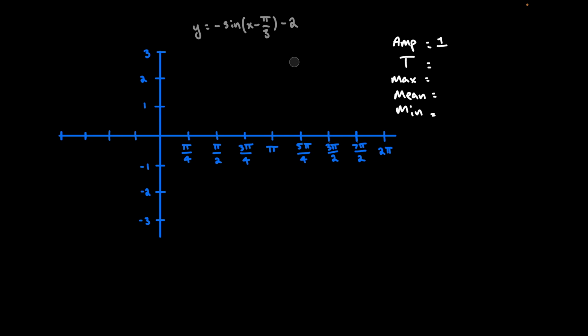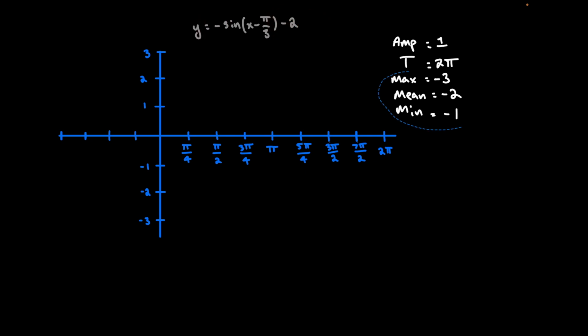Then we can ask, what is our period? Our period is simply the same as 2 pi divided by the value of b, and because we know the value of b is just the coefficient of x, which in this case is 1, 2 pi divided by 1 is just 2 pi. And the maximum, we can work that out by doing the value of d plus a, so minus 2 plus minus 1 is minus 3, the value of the mean is minus 2, and the value of the min is simply minus 2 minus minus 1, which is just minus 1.